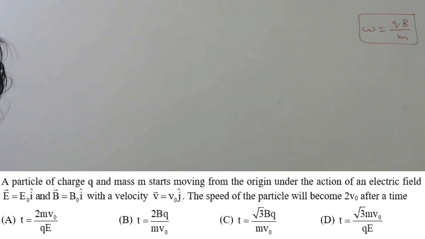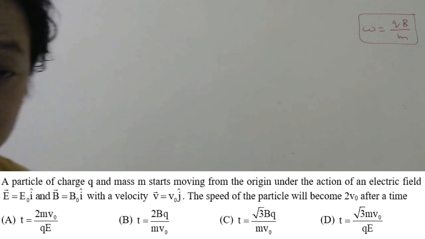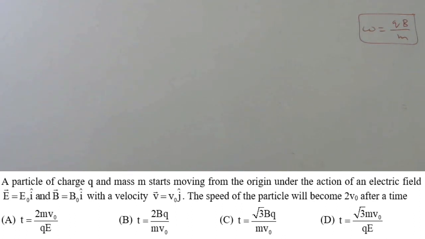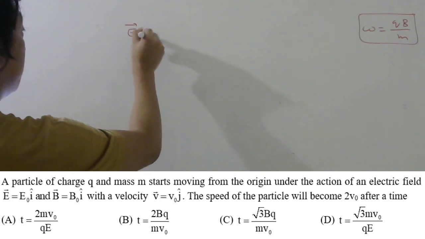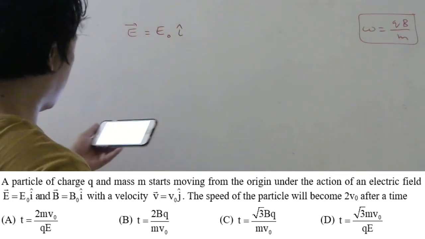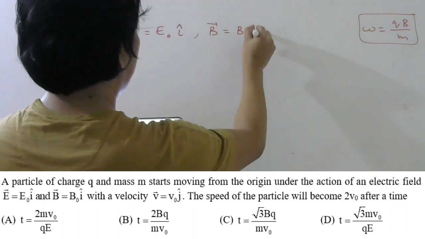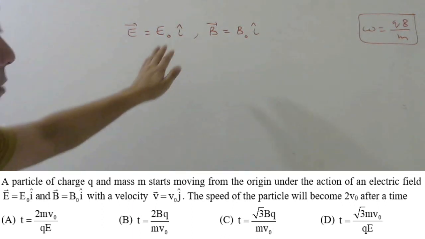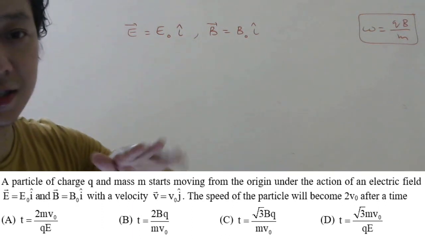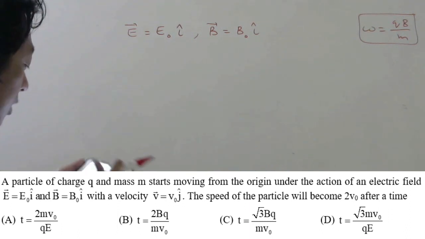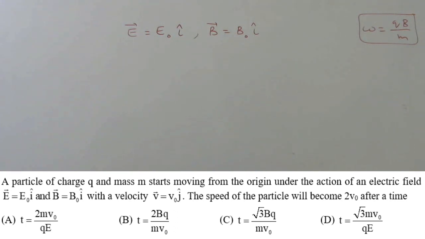Let us see the next question now. A particle of charge q and mass m starts moving from the origin under the action of an electric field, which is E naught i cap. So the electric field is also there this time, and the magnetic field is also there, B naught i cap. Very interesting. Both the fields are along the x-axis. Please understand, this is not crossed electric and magnetic field. These are parallel. The speed of the particle becomes 2 v naught after what time?